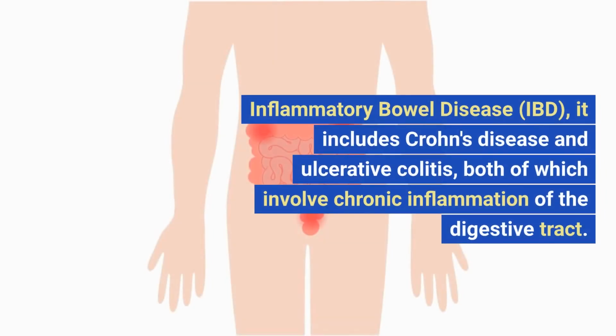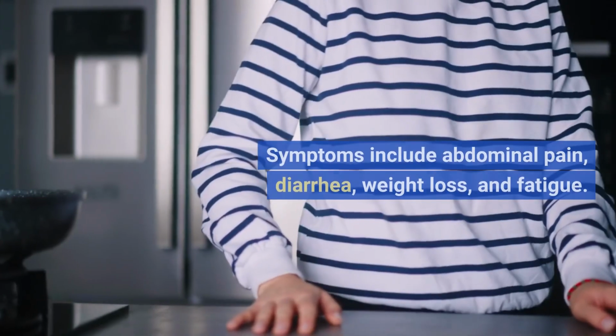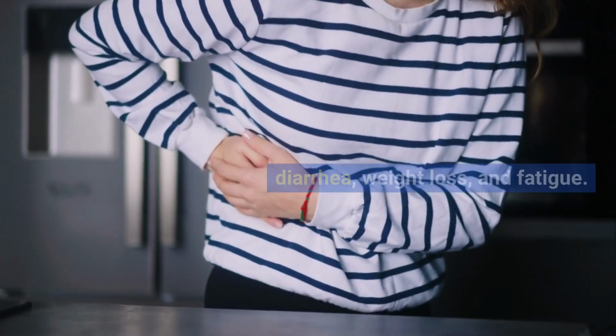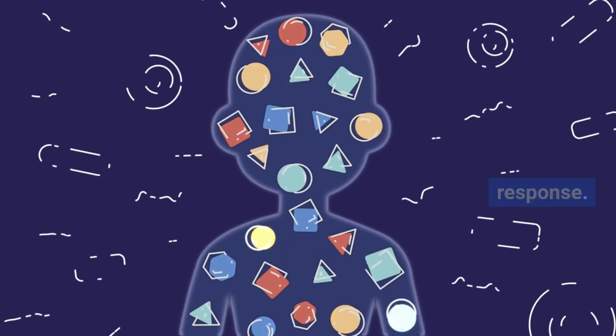Inflammatory bowel disease, IBD, includes Crohn's disease and ulcerative colitis, both of which involve chronic inflammation of the digestive tract. Symptoms include abdominal pain, diarrhea, weight loss, and fatigue. These conditions are believed to result from an overactive immune response.